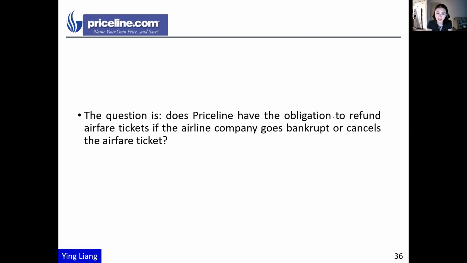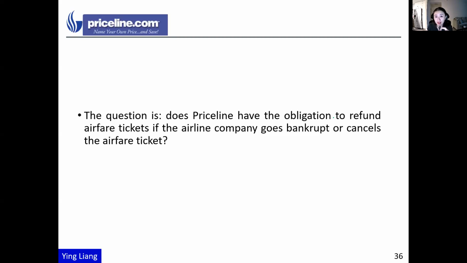Well, the question now is for Priceline to choose between gross accounting and net accounting. I know what they want to choose, right? But can they choose randomly? Well, the key part is the obligation. In this sense, for Priceline, does Priceline have the obligation to refund airfare tickets if the airline company goes bankrupt or cancels the airfare tickets?